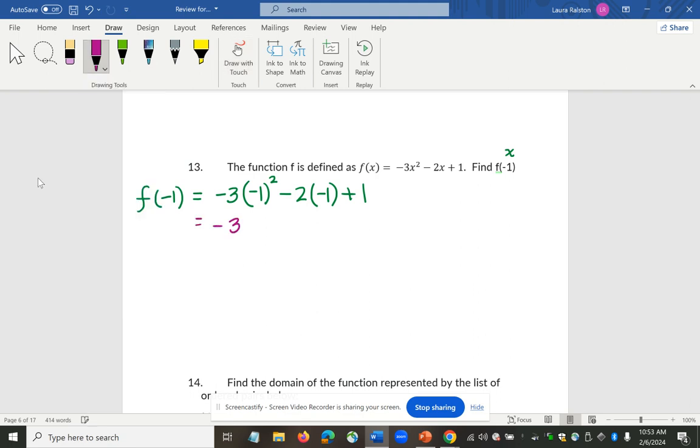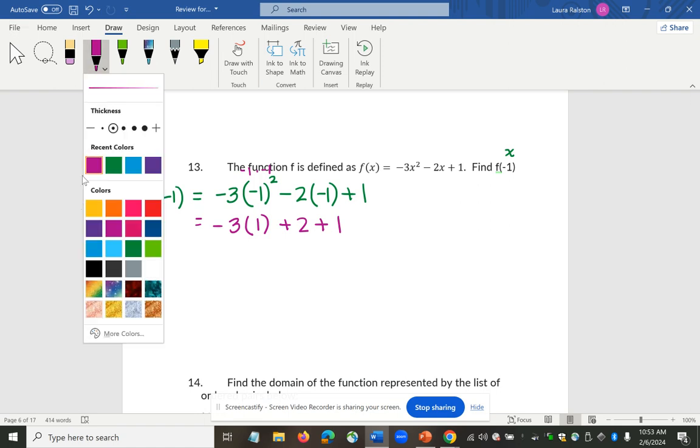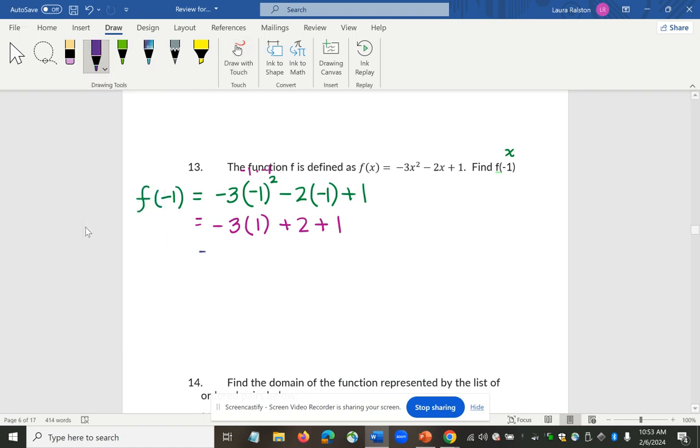So negative 1 squared is literally negative 1 times negative 1, which is going to be positive 1. Negative 2 times negative 1 is positive 2 plus 1. Then I go back, negative 3 times 1 is negative 3, plus 2 plus 1. So negative 3 plus 2 is negative 1, plus 1 is 0. So f at negative 1 is 0.